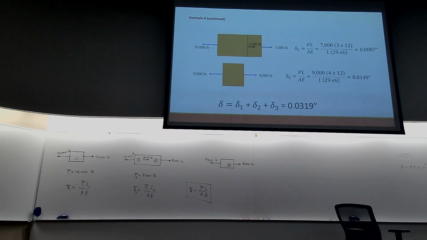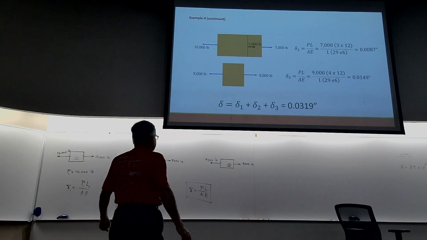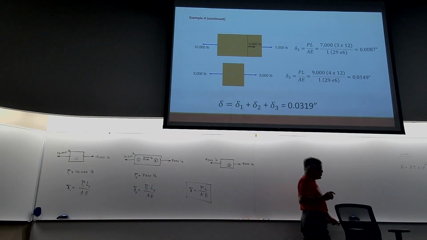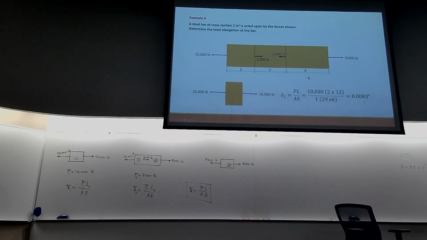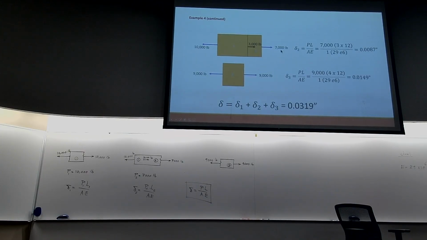So for segment 1, the force is 9,000 pounds, and we use 2 feet. For segment 2, we looked at everything all the way to the end in order to find the internal force in it, but then we will use the length of segment 2, which is 3 feet. And for segment 3, we use its length of 4 feet. Any other questions?